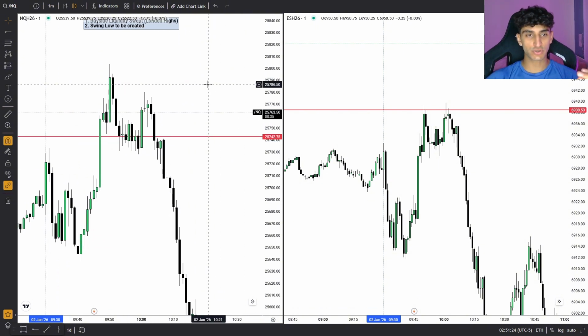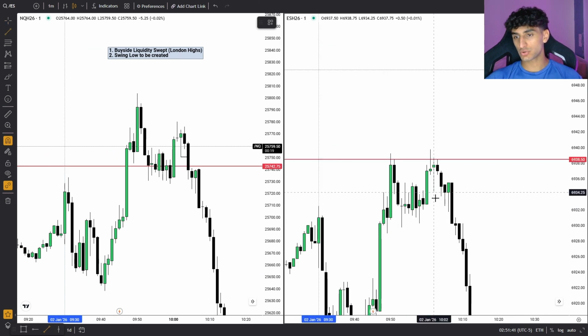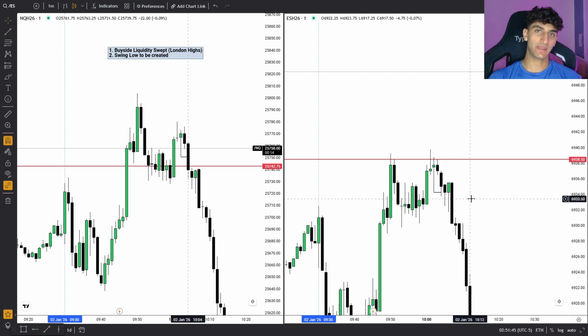So if we look very closely right here, we do get this swing low that is created at 10:02, and also on ES the same swing low at 10:02 was created. Now why am I also looking at S&P 500 when I'm only taking the trade on NQ?